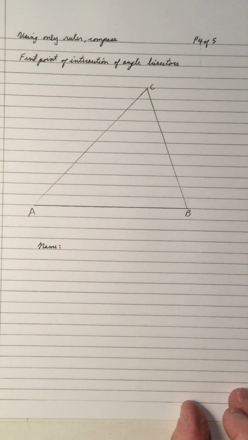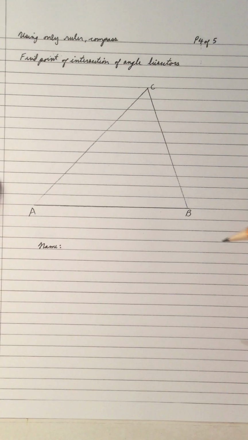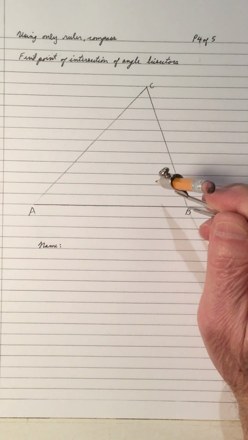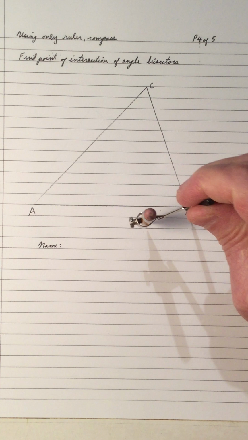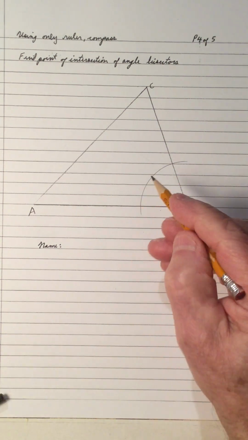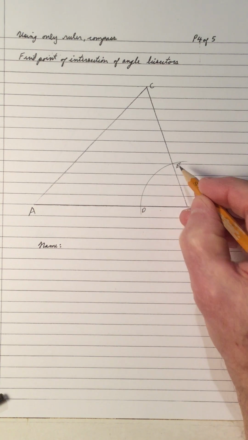And let's continue. Find the point of intersection of the angle bisectors. So let's do the angle bisectors and see where they meet. So an angle bisector, you take B and you cut the sides of the angle. So let's label this A, B, C. Let's go with a D and an E.